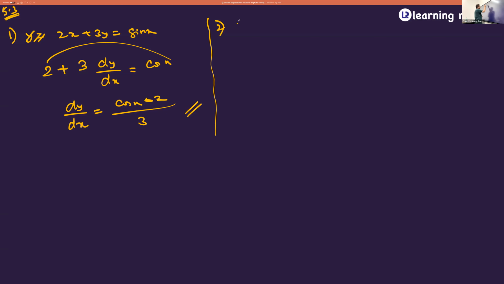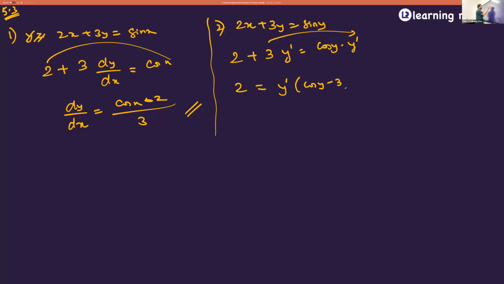Similar question. So 2x plus 3y is equal to sin y. The derivative of this is 2 plus 3 into, can I use y dash? You're comfortable with that? Instead of dy by dx. So 3 times y dash is equal to the derivative of sin y, which is cos y into y dash. So take this to the other side. 2 is equal to y dash into cos y minus 3. So what is the value of y dash? 2 divided by cos y minus 3. Correct?